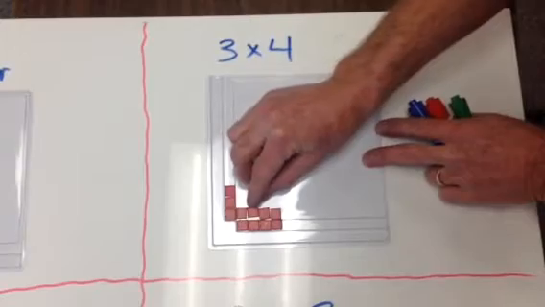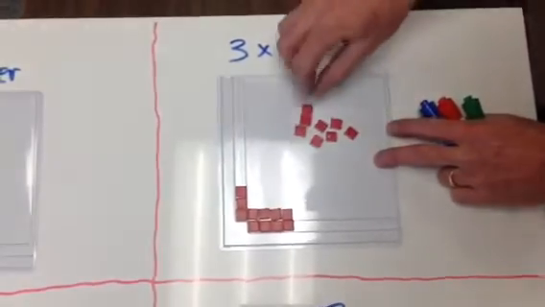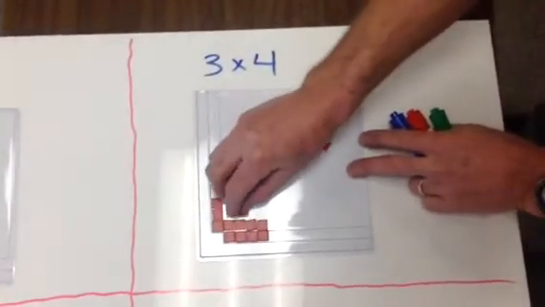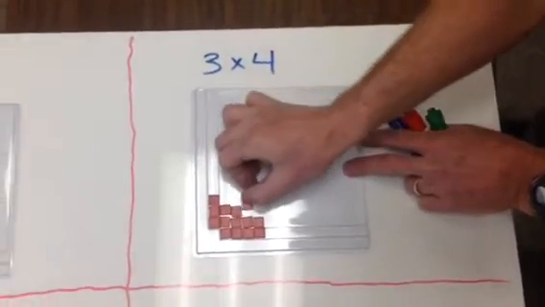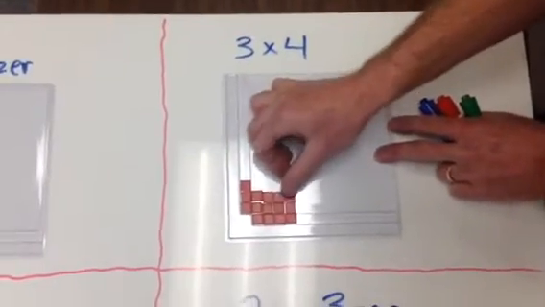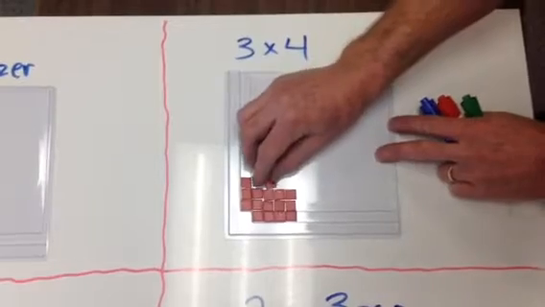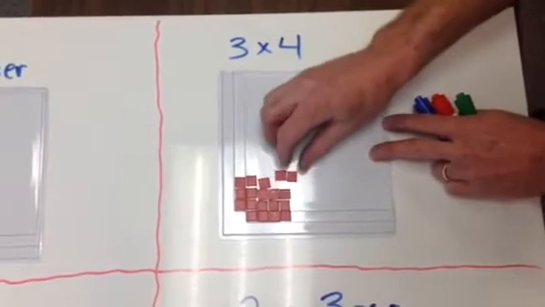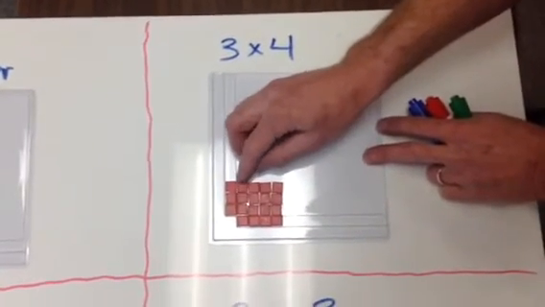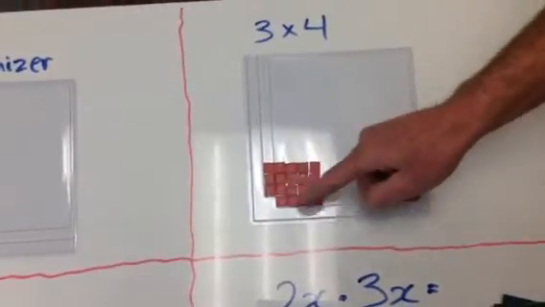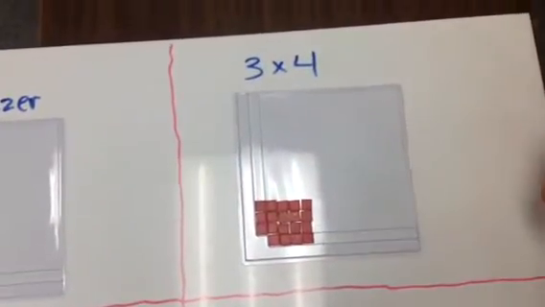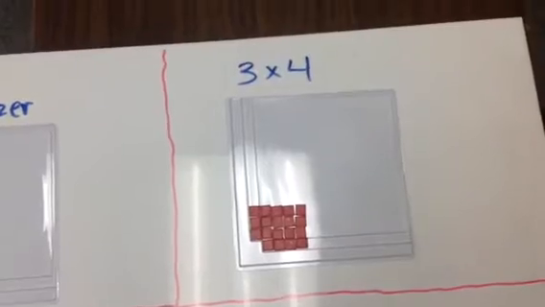Okay, so you can see that we have one group of 4. Now we have 2 groups of 4, that's 8. And finally we have 3 groups of 4. So 3 by 4, or 3 times 4, is 12. 12 is the area, or the product.